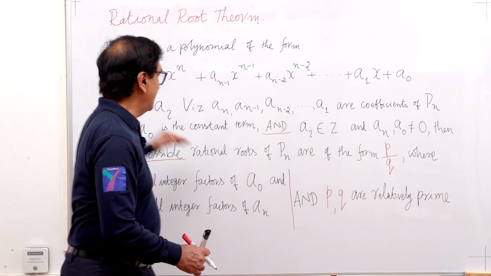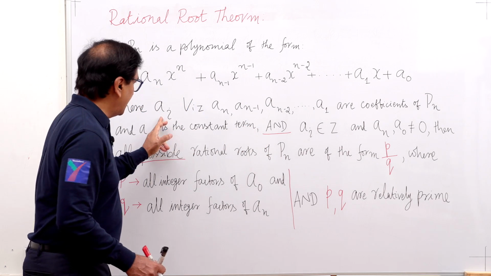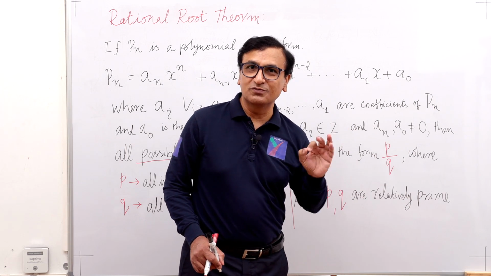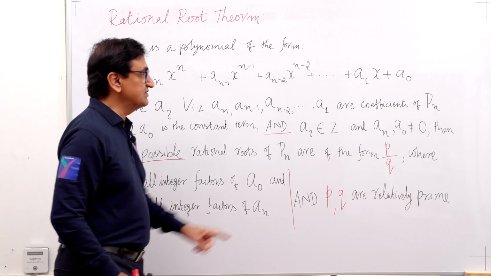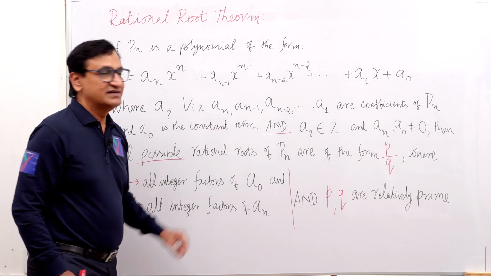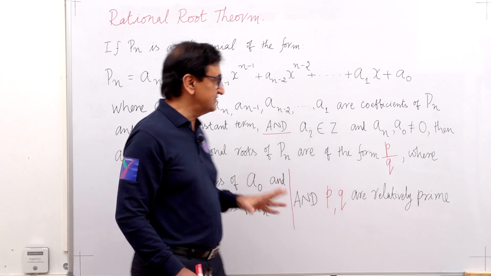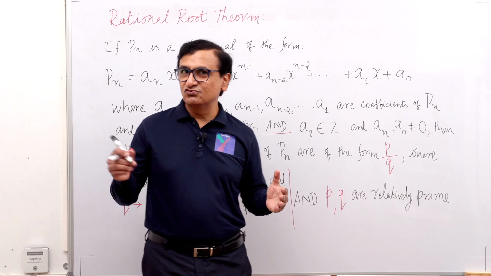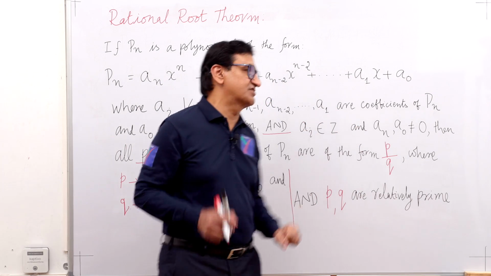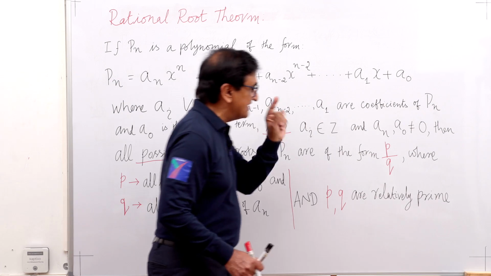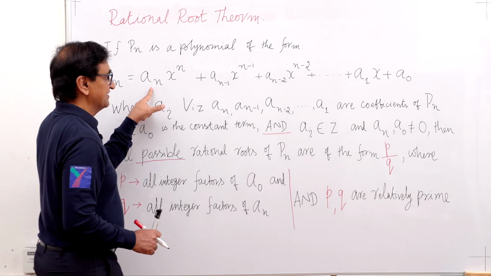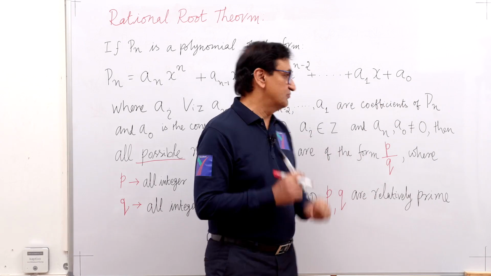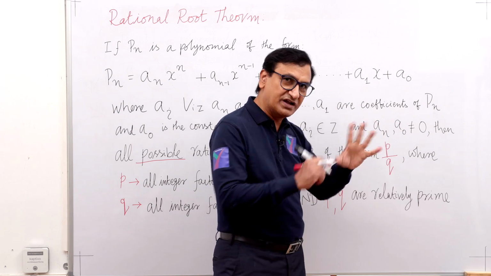What does it say? It says that if we have a polynomial like this and the ai, which are a(n-1), a(n-2) up to a1, are coefficients of the polynomial Pn, and a0 is the constant term, and ai is in the set of all integers. That is, all these coefficients have to be integers. That is, it can be 0, it can be 1, 2, 3, 4, or minus 1, minus 2, minus 3, minus 4, etc. But an and a0 are not equal to 0. That is, an, the coefficient of the highest exponent, and a0 cannot be 0. That is, an, a0 is not equal to 0.